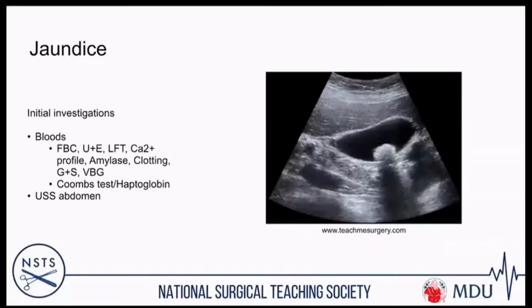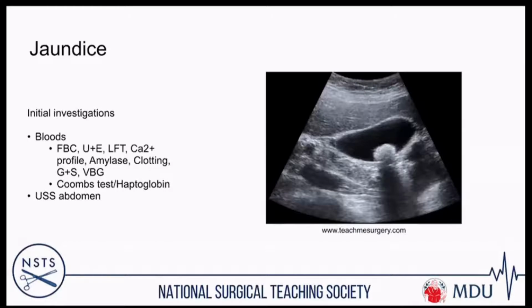So your initial investigation is what you do when you first see them. Again, justify all your tests. FBC, check for anemia, white cell count if they've got cholecystitis, which I think has been touched on already by some of the other guys. Calcium profile and amylase is important because we'll talk about pancreatitis a bit later on. Similarly, clotting: if you obstruct your bilirubin, you can get deranged clotting. So it's definitely worth having a look at that because you might need to correct the clotting afterwards.